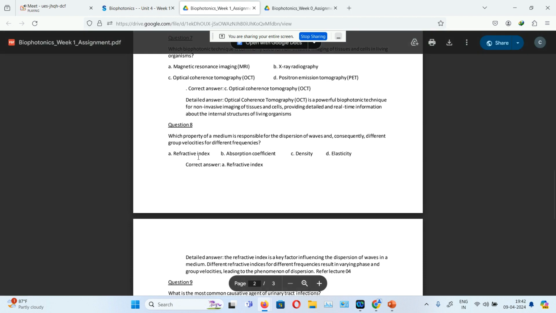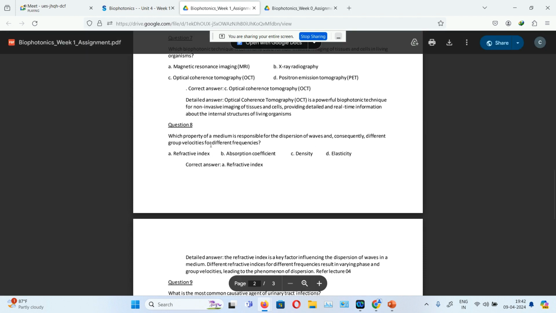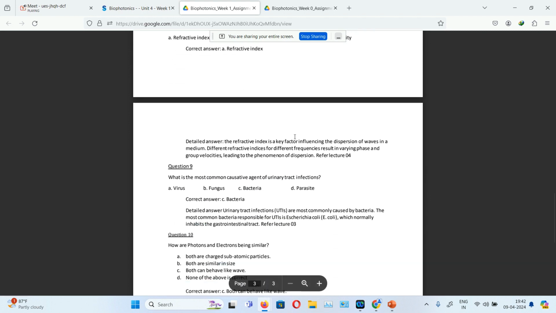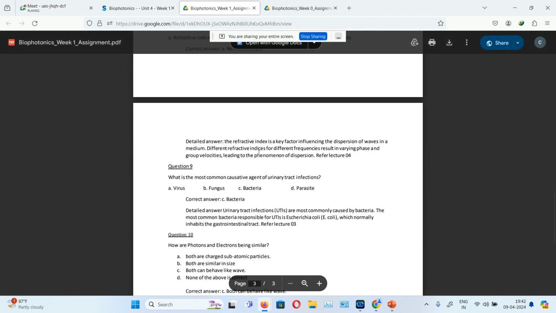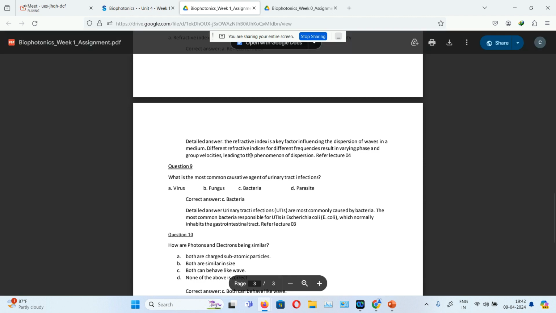The refractive index determines how light gets bent as well as how dispersion happens. It will have a real part and an imaginary part. The dispersion mainly depends on the refractive index. So it is the key factor influencing the dispersion of waves in a medium. Different refractive indices for different frequencies result in varying phase and group velocities.